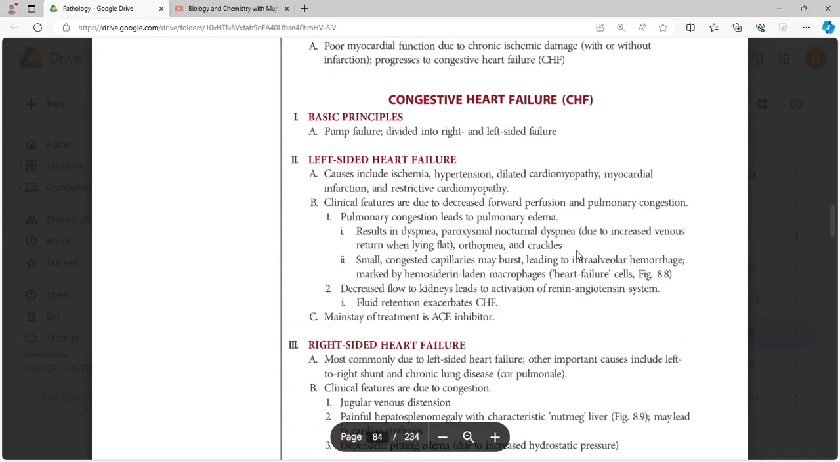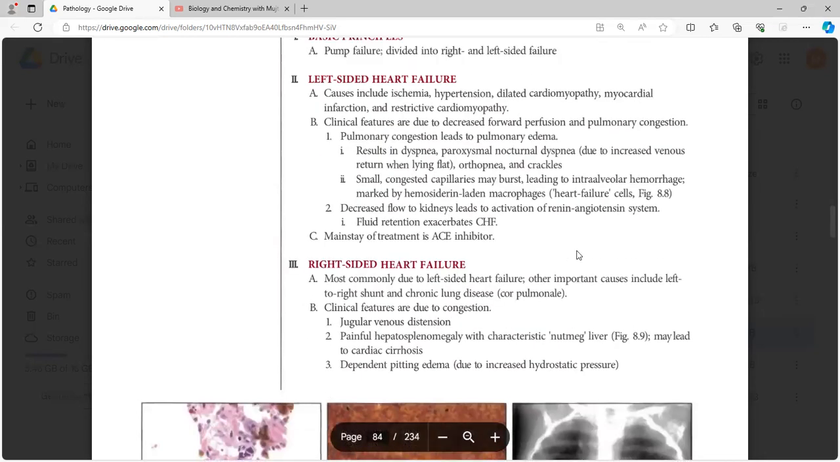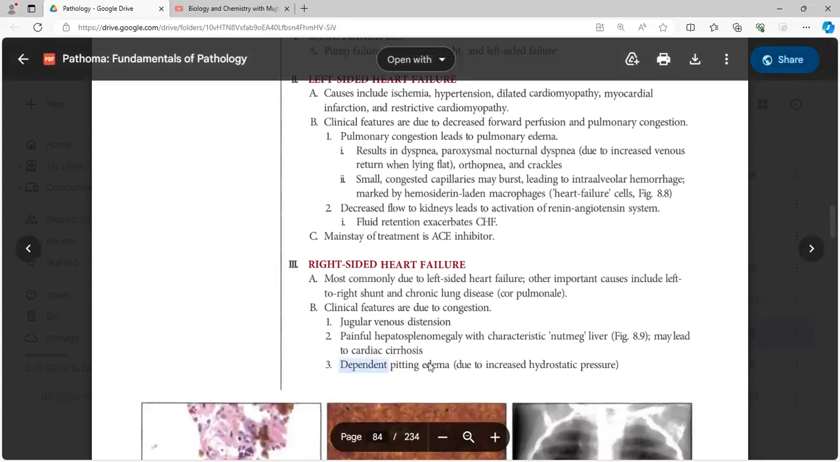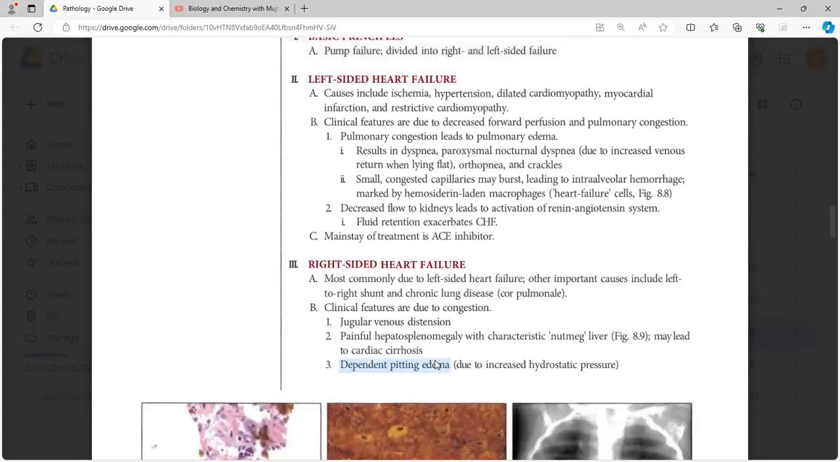Now we'll be discussing the two main types of congestive heart failure, left-sided and right-sided heart failure. The distinguishing factor is that right-sided heart failure has primarily systemic symptoms and affects organs such as the liver and spleen, and produces pitting edema. Pitting edema means that when you place a finger on the leg, a pit is formed. However, the pit gets removed as soon as you remove the finger.